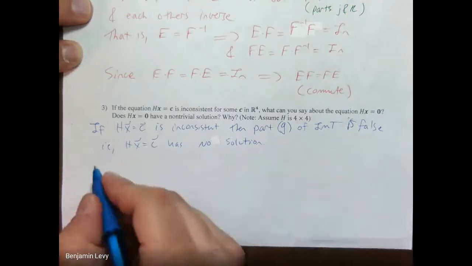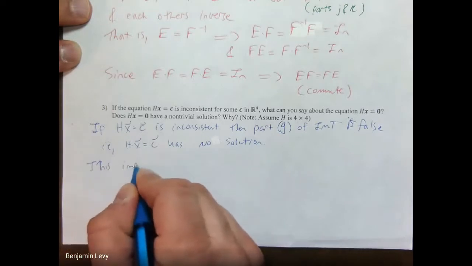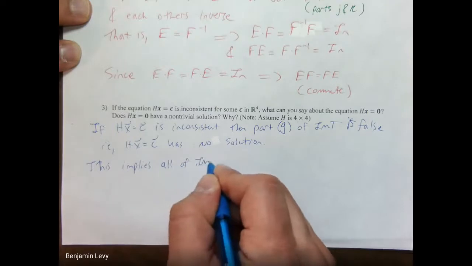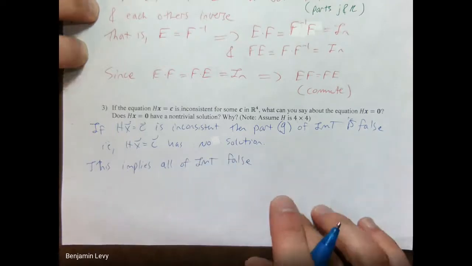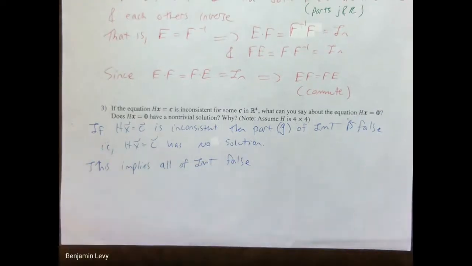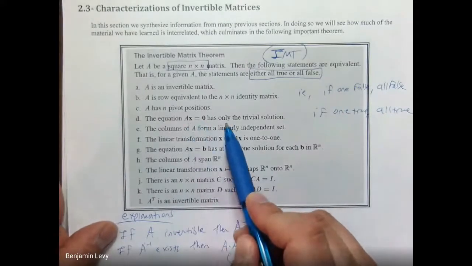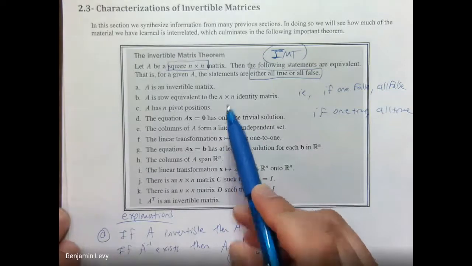Well, this is going to imply that all of the IMT is false. And if the entire IMT is false, what does it say about Hx equals 0? Well, Hx equals 0 then is not going to have only the trivial solution, right? In other words, it's going to have a non-trivial solution.